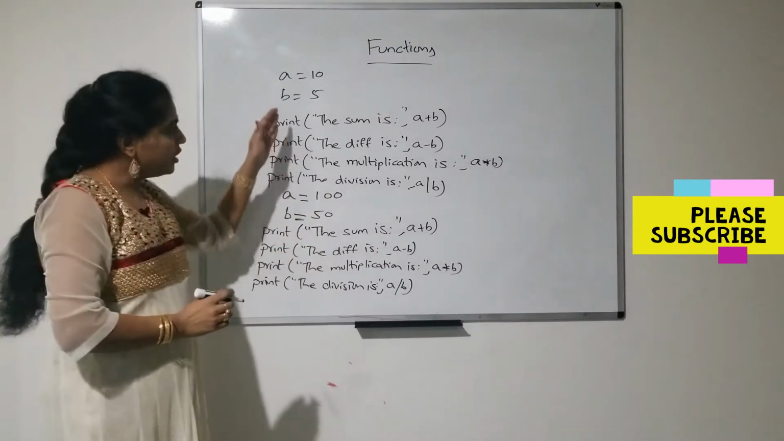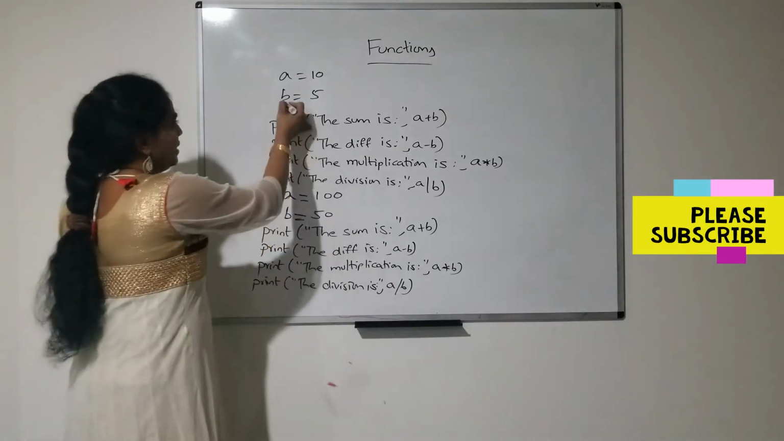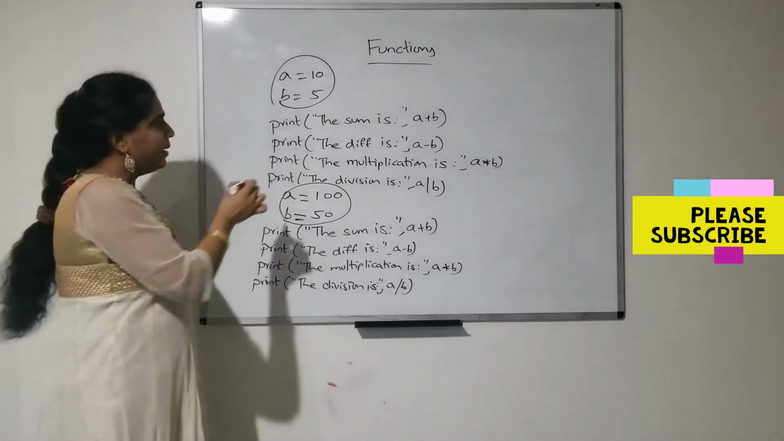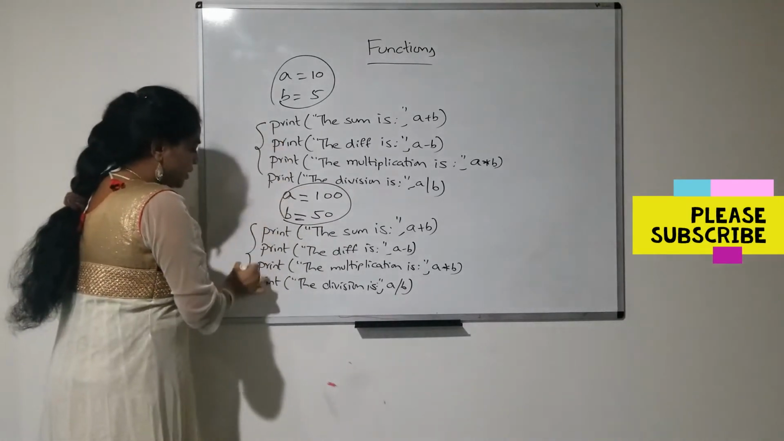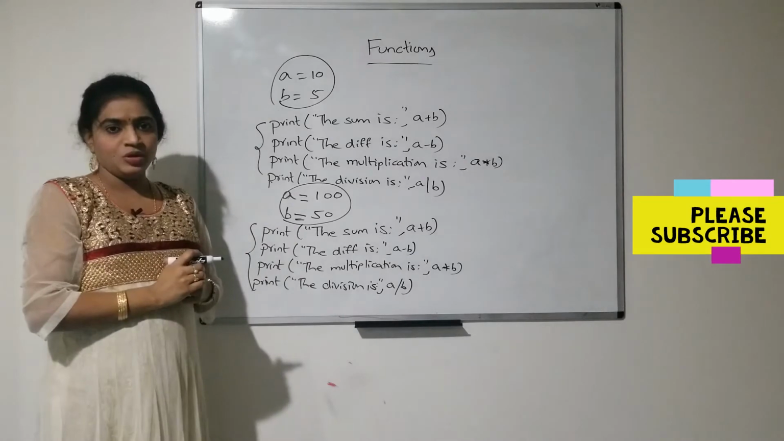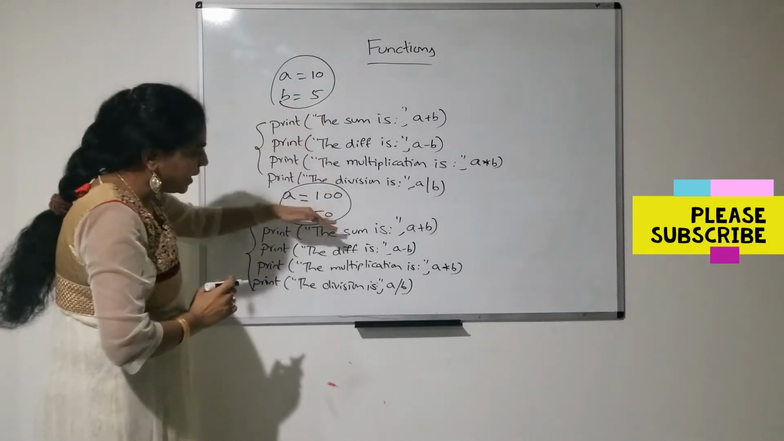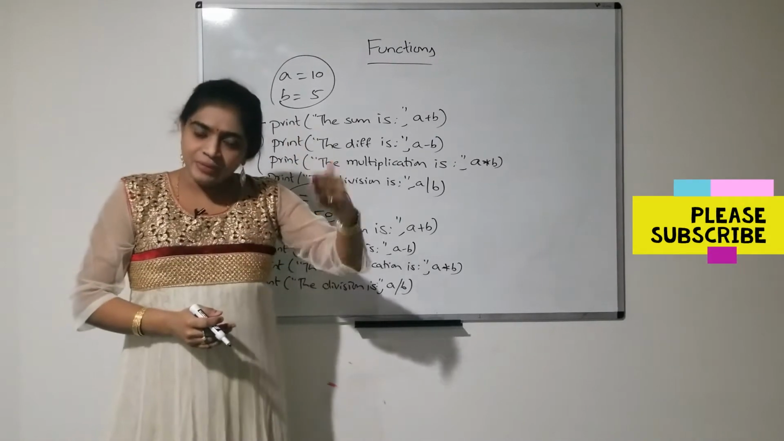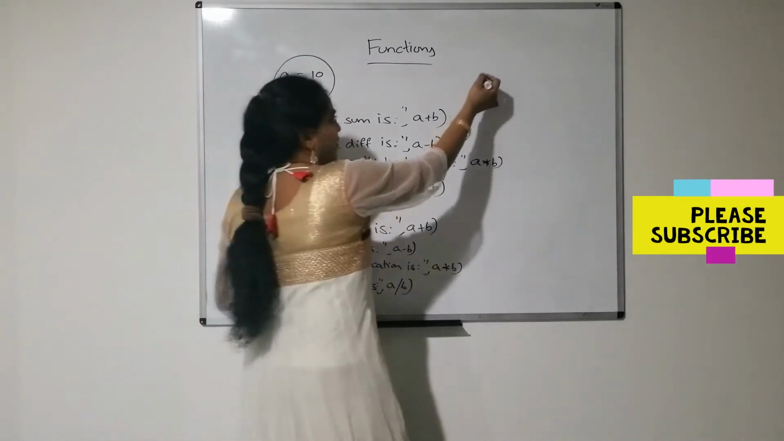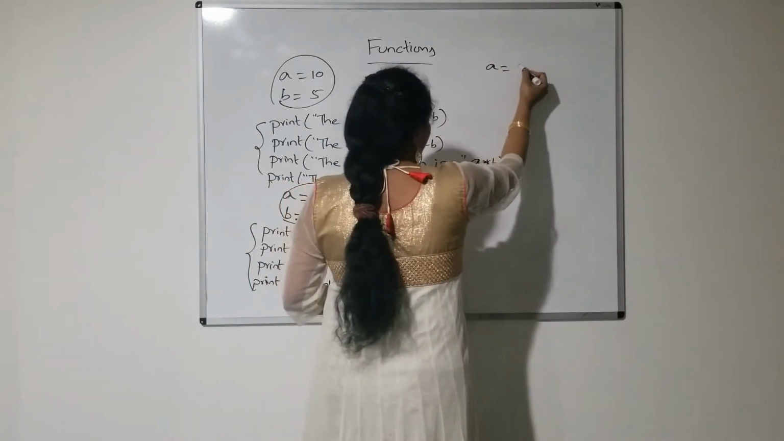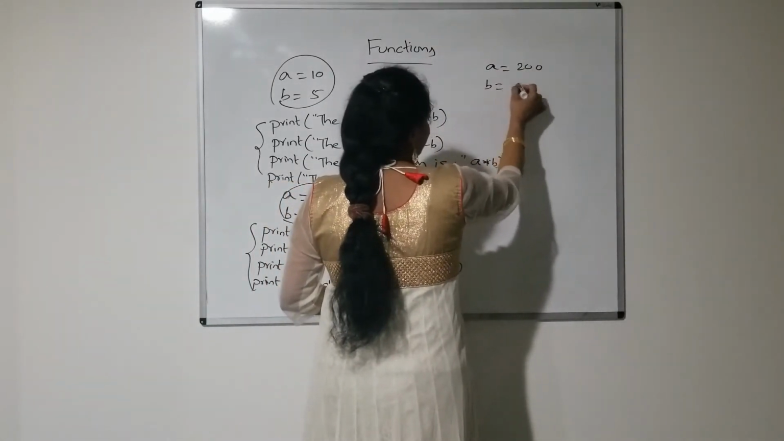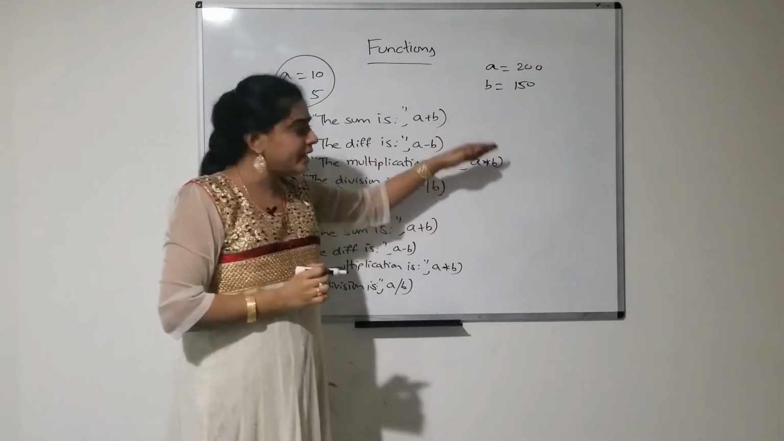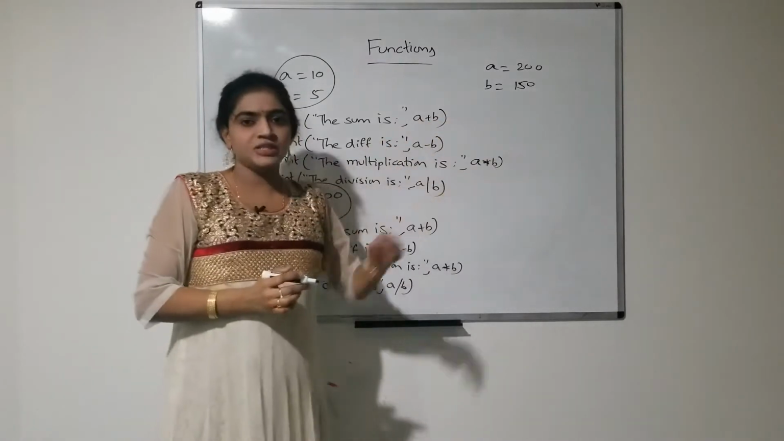If you observe the code, the values of a and b are changing, but all the remaining print statements are the same. The same statements I am repeating here. Suppose my requirement changes again, and a is now assigned 200 and b is assigned 150. Again, to perform arithmetic operations, I have to write all these 4 lines of code.